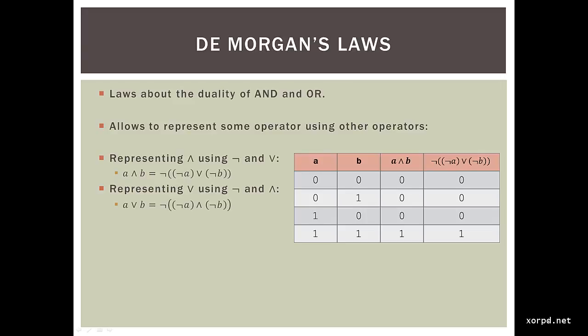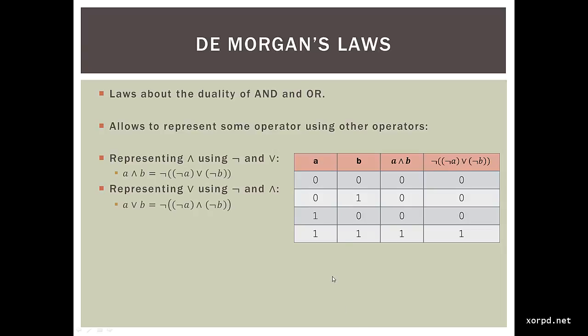De Morgan's laws. These are laws about the duality of the AND operator and the OR operator. By now you have probably thought about it or had the idea that AND and OR are somehow similar in some way. We have also seen it from their truth tables, that there is something similar between AND and OR. De Morgan's laws allow us to represent some operators using other operators.